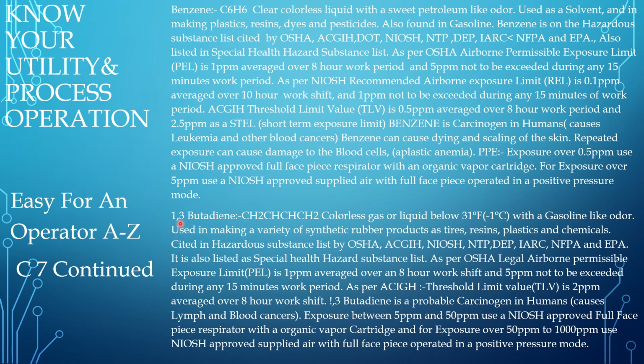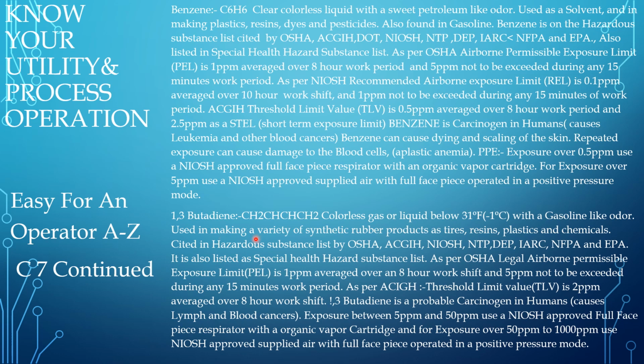Next one is 1,3-butadiene, chemical formula CH2=CH-CH=CH2. It is a colorless gas, or a liquid below 31 degrees Fahrenheit or minus 1 degree centigrade. It also smells like gasoline.